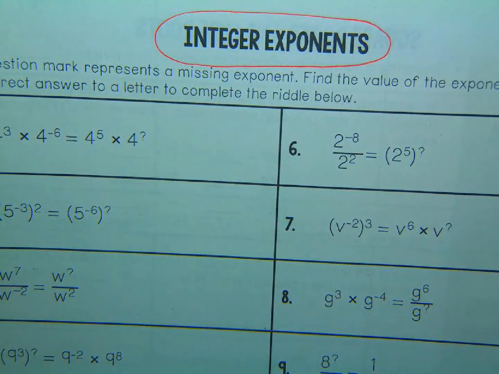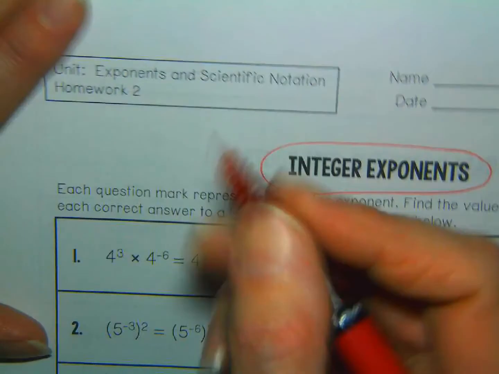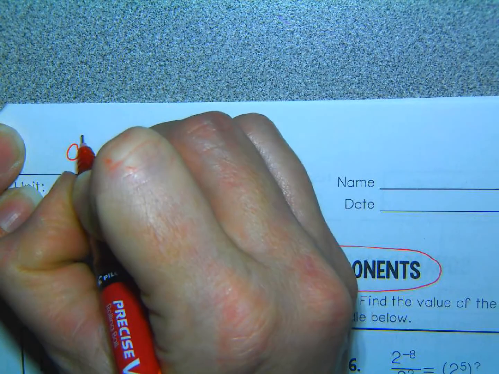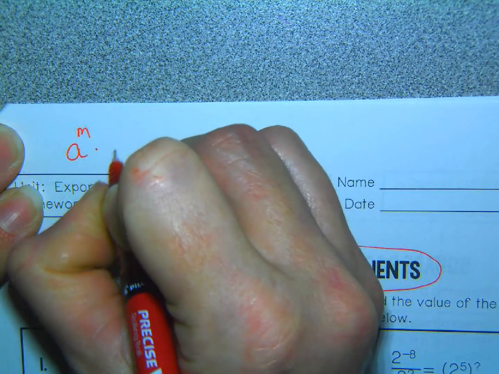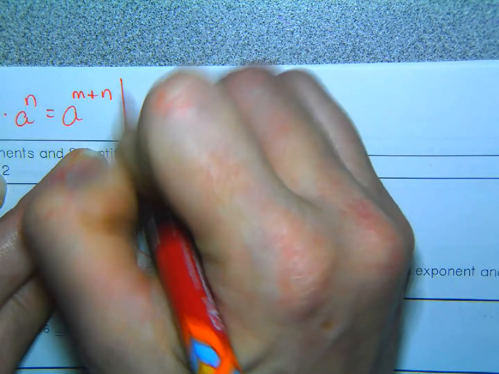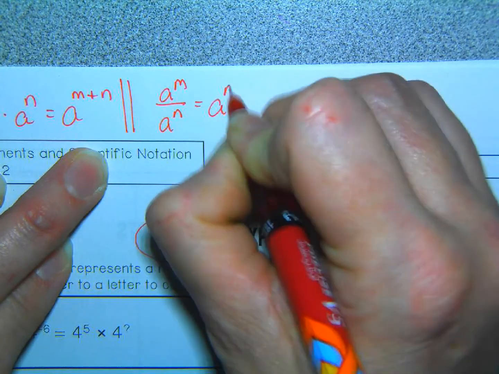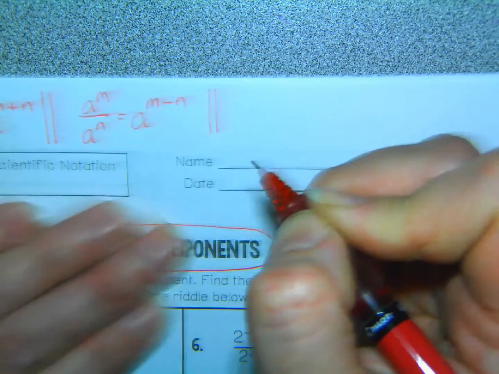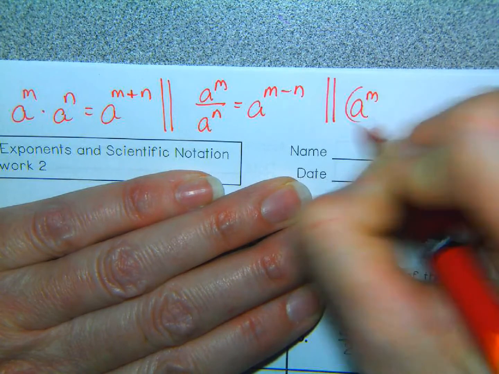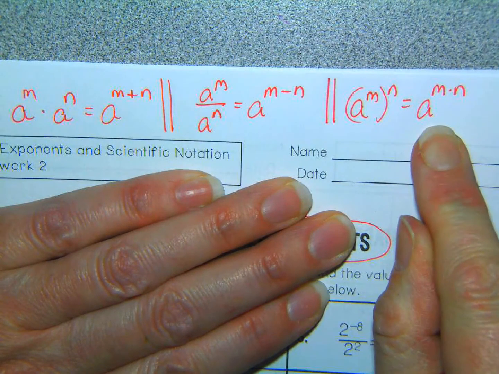Be careful. Remember those rules from last Friday. I'm going to write them up here just for grins and giggles. You had a to the m times a to the n, and that's a to the m plus n. A to the m over a to the n, that's a to the m minus n. And last but not least was a to the m to the n, and that's a to the m times n. That's a review of what you did last Friday.